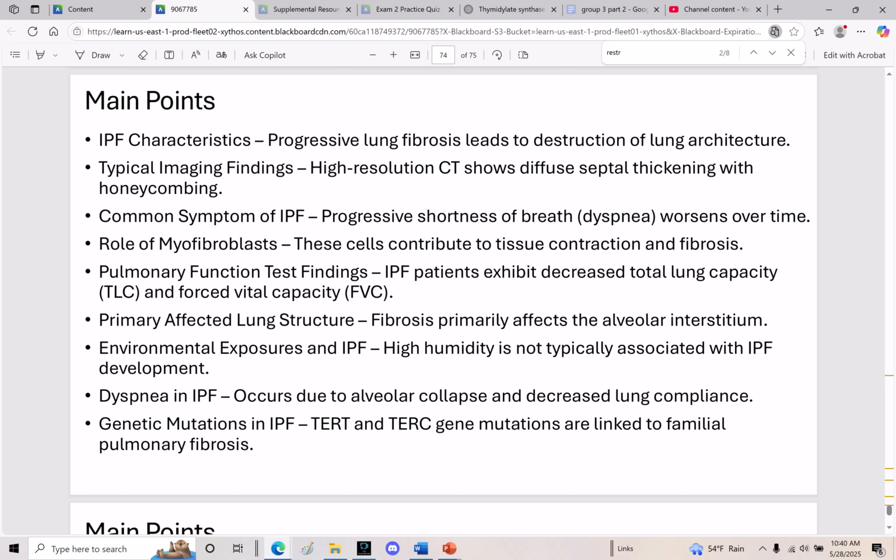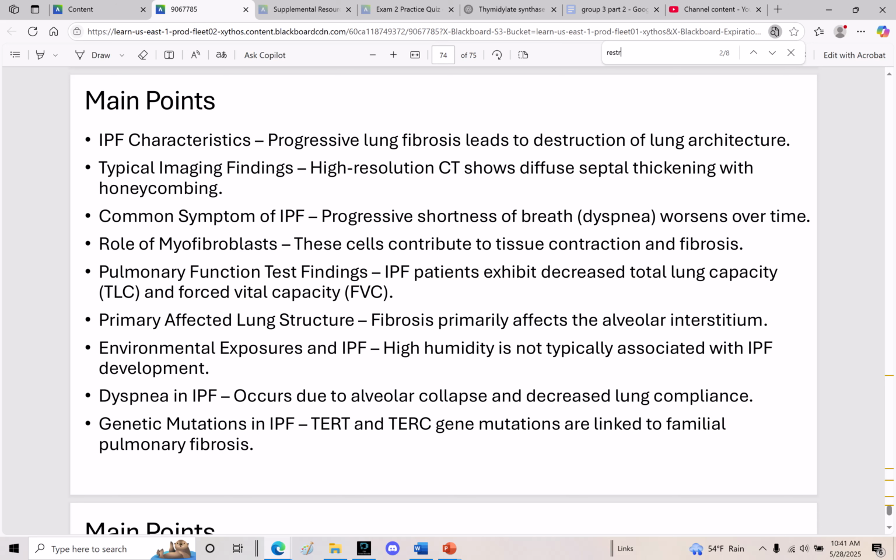Pulmonary function test findings in idiopathic pulmonary fibrosis, you're going to have what? Their TLC is going to be decreased. Remember, this is very important. And you're going to have a decrease in the vital capacity, the forced vital capacity, because they have difficulty breathing in, right? Primary affected lung structure: you have fibrosis in the alveolar interstitium, okay?